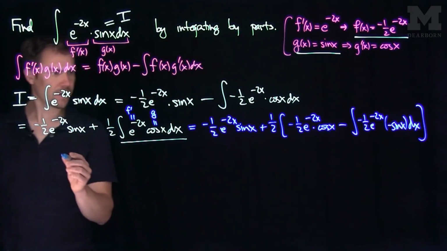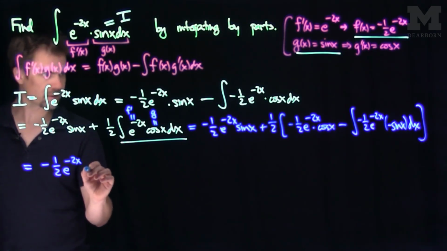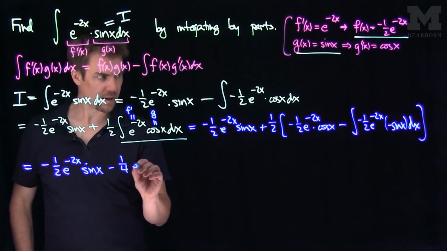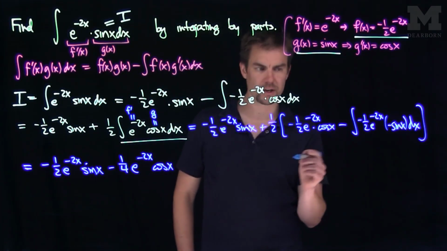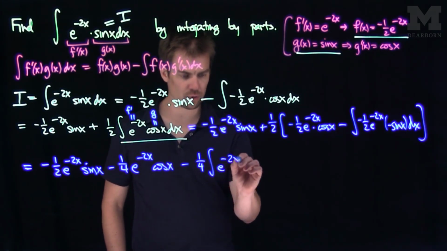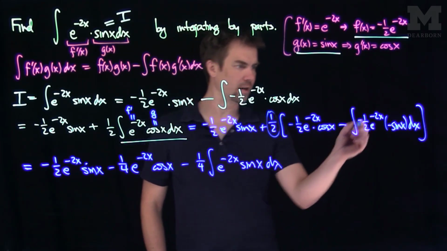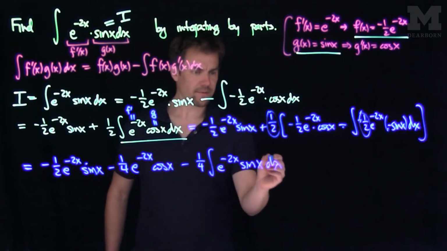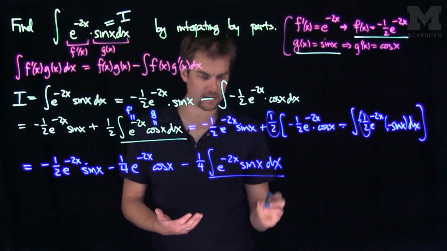Let's write this out cleanly. This will be equal to negative 1/2 e to the negative 2x sine of x minus 1/4 e to the negative 2x cosine of x. Then, looking carefully at the signs, we have a minus 1/4 the integral of e to the negative 2x sine of x dx, because this 1/2 and this 1/2 turn into a quarter. I have negative, negative, negative; three negatives is a negative. What we have now is the same exact problem. It cycled back to this integral.